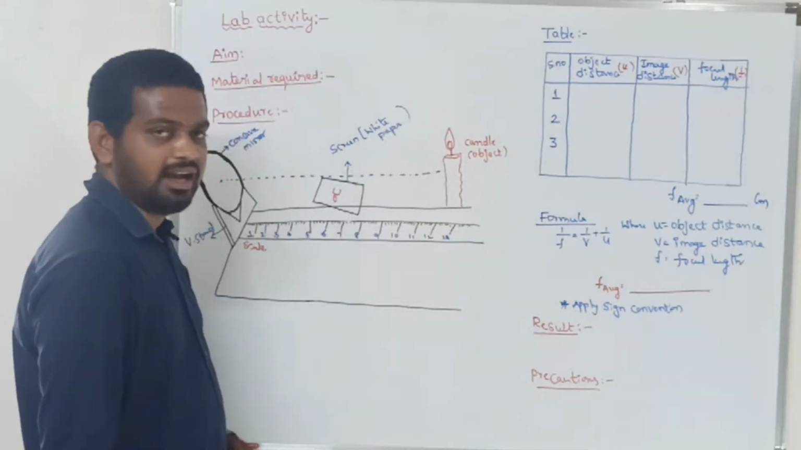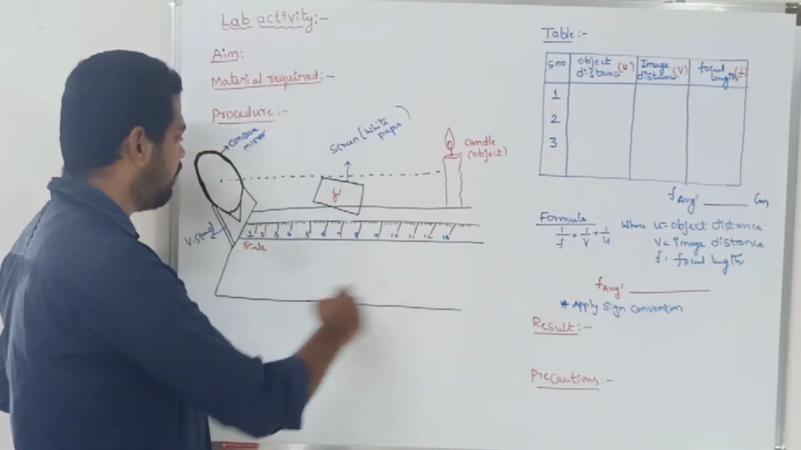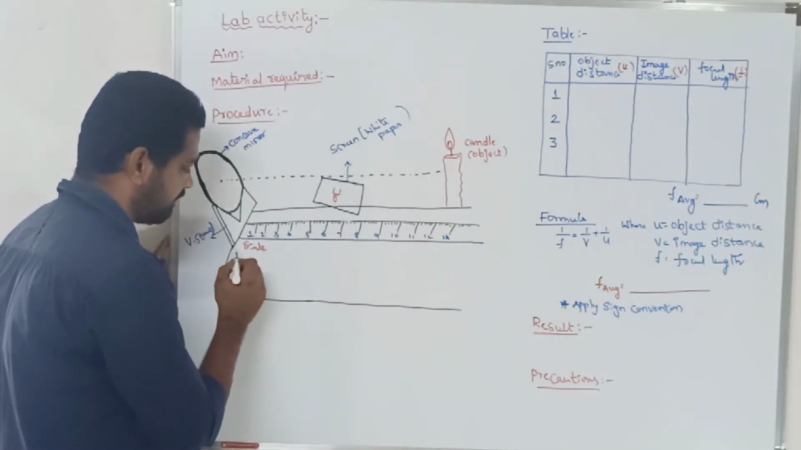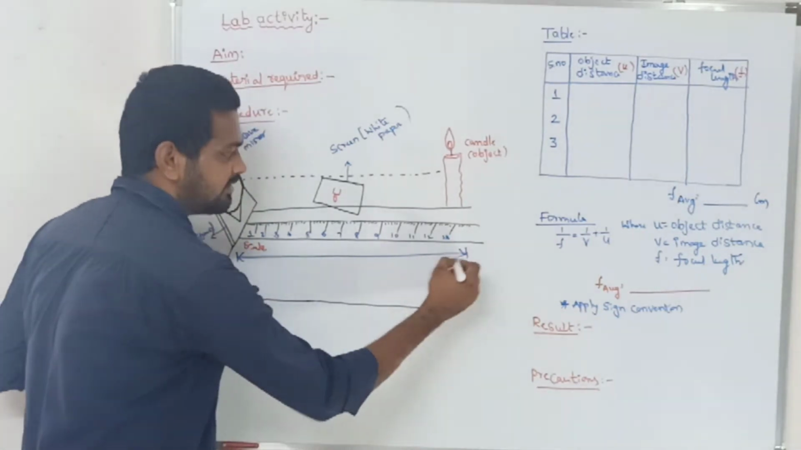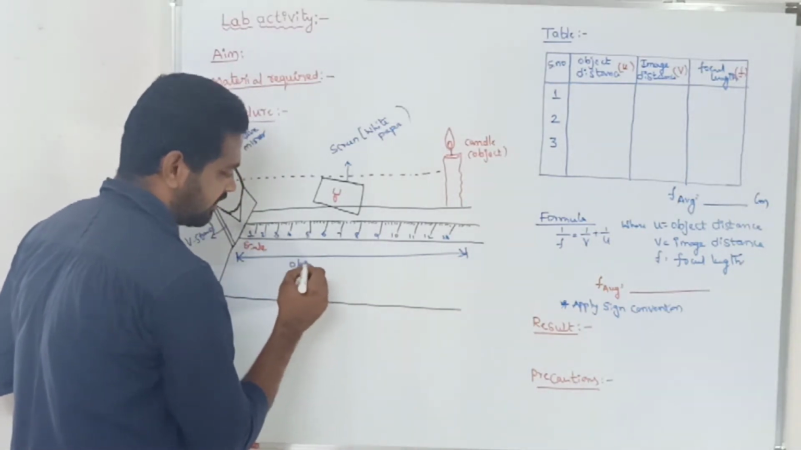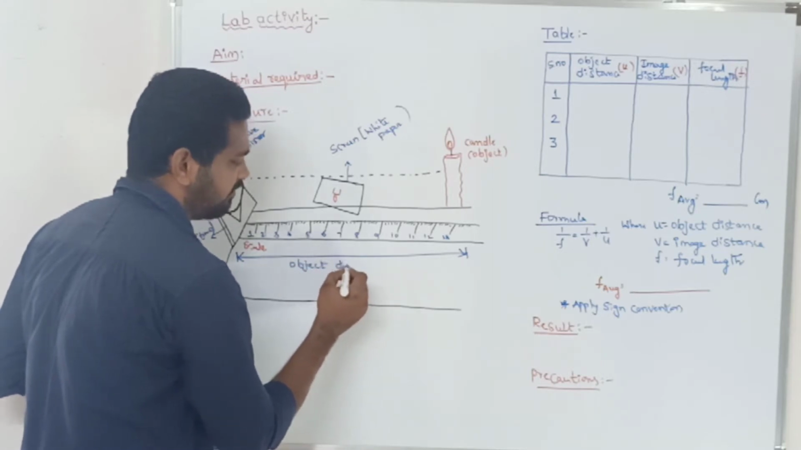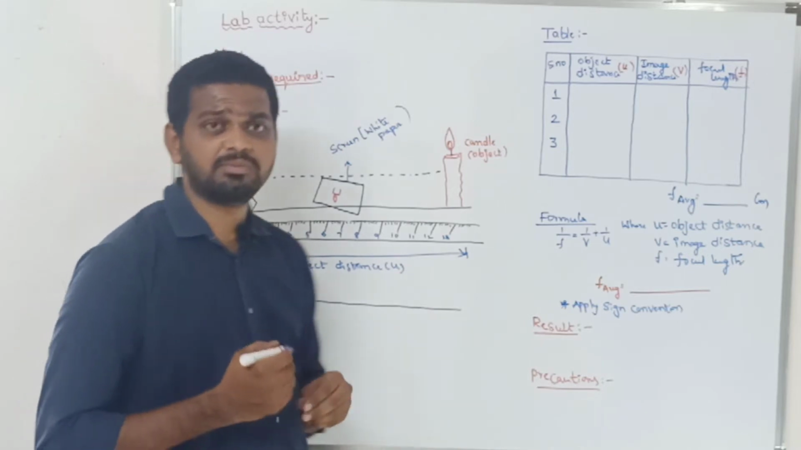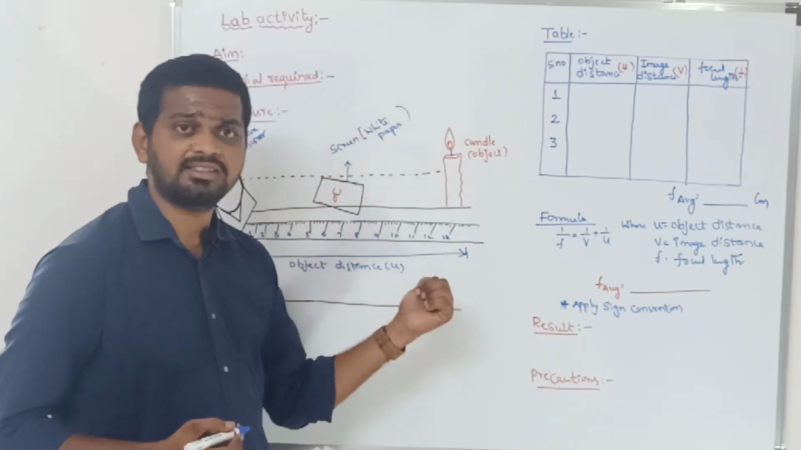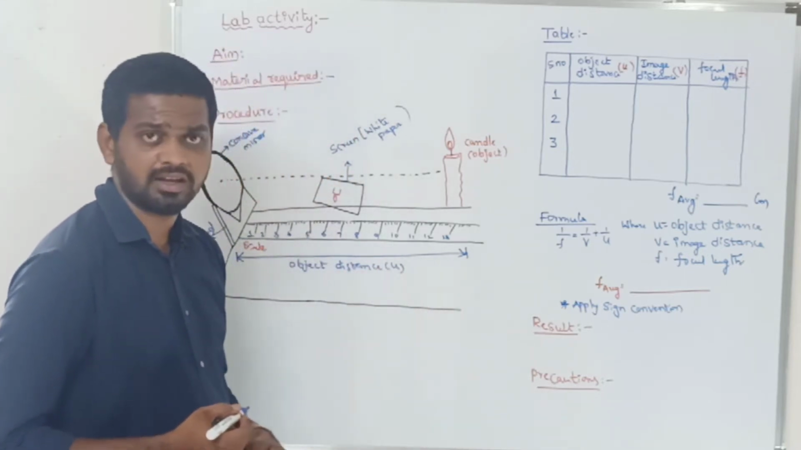light it as shown in the figure. Clear children? Now measure the distance between the mirror and the candle. That distance is nothing but the object distance. What is object distance? The distance from the pole to the object we are considering as the object distance. Object distance is denoted with small u. Clear children?